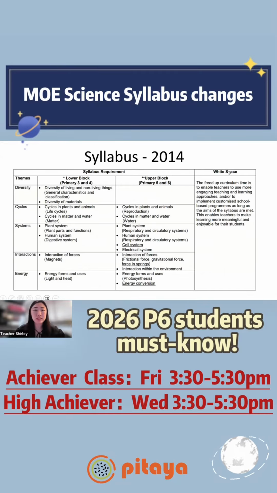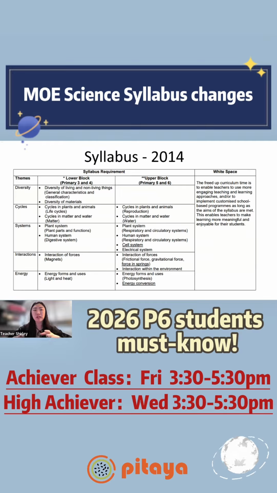Syllabus, let's take a look at the differences. I think back then, okay, the 2014 syllabus, they actually separate into two blocks. So it's the lower block and the upper block. And the teachers are able to customize and select what topics they want to cover. So some schools do certain topics in P3, some schools do certain topics in P4, right?